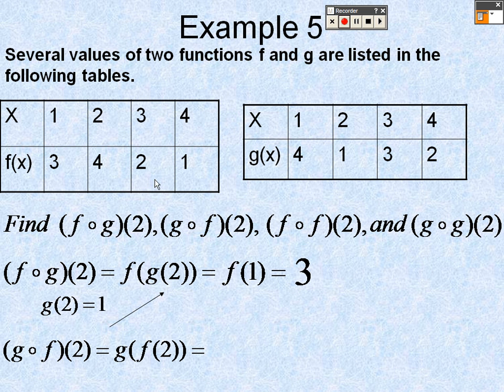g of f of 2, what that means is now I look at f first. I plug a 2 in for f, and there it is. I end up getting 4 as an answer. Then I come over here and I go, oh, 4. When I plug in a 4, I get 2 as my answer. So g of 4 is 2.